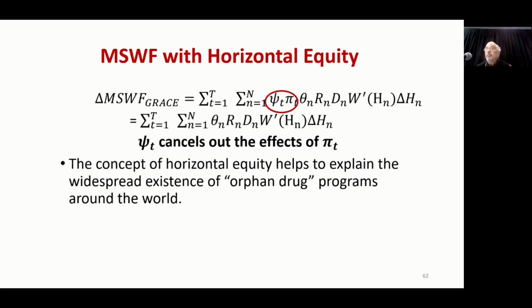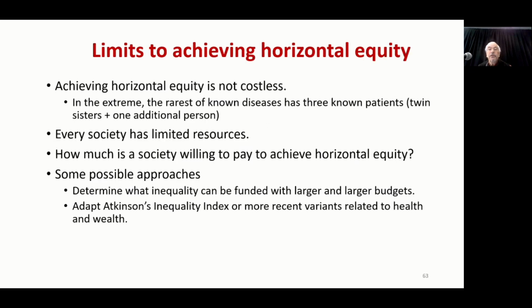And I think that concept of horizontal equity offers a very strong point of explanation of why almost every developed society in the modern world has orphan drug programs. They're saying, in effect, we think it's more important to treat rare diseases than it is to treat the diseases that are not so rare. And we're going to give it extra bonus in various different ways for finding ways to improve people who have these rare diseases. Now, there are limits to this horizontal equity concept that I just described to you.